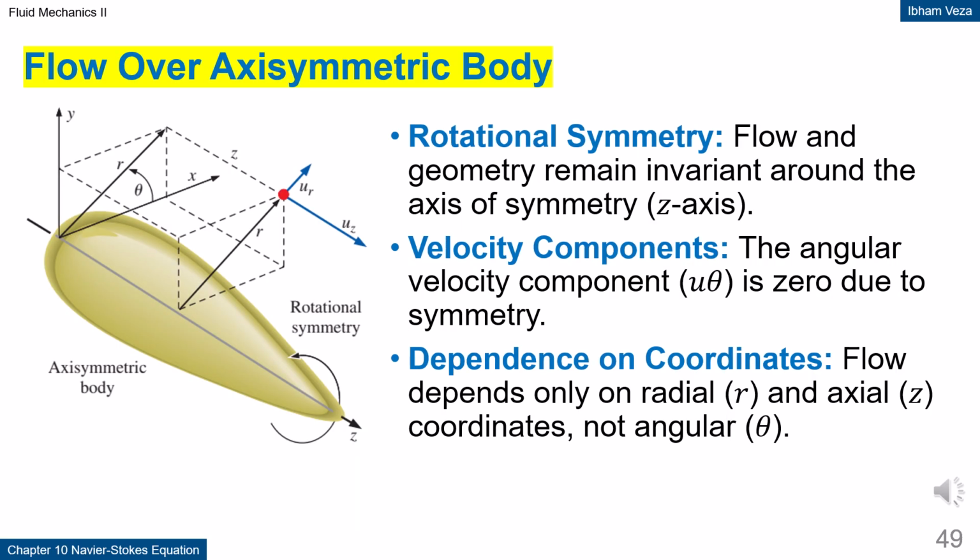Flow over an axisymmetric body. In axisymmetric flow, the geometry and flow field do not change with the angular coordinate. Under this condition, the angular velocity component becomes zero because there is no tangential variation. The flow depends only on the radial and axial coordinates. This simplification greatly reduces mathematical complexity. This model is widely used to analyze flows in nozzles, bodies of revolution, and pipes.